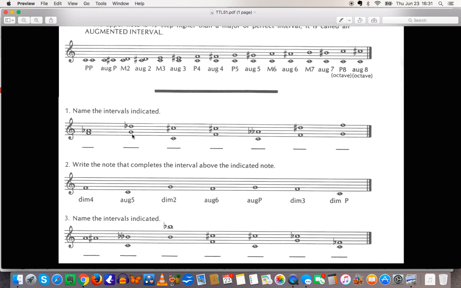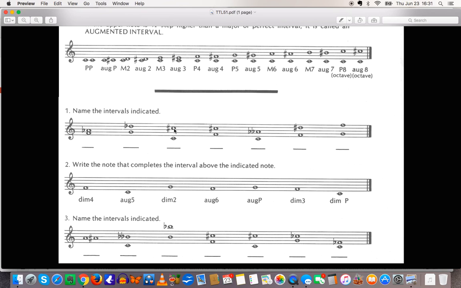Now G to D, all right, if we ignore that flat symbol, it is a perfect fifth. But if we add a flat to it and you lower a perfect interval, you get a diminished interval. So now this is a diminished fifth.